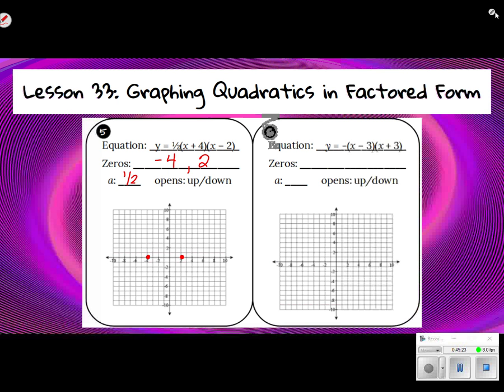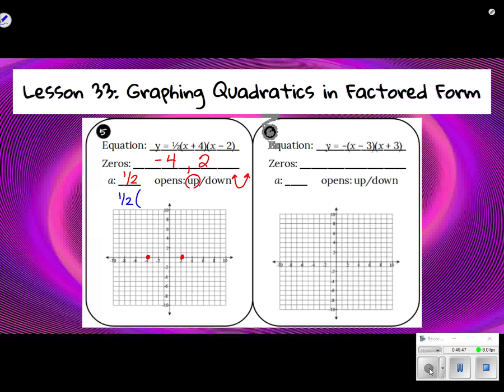A is 1/2. It's positive, so that means it opens up. And it's going to be wide. This is actually a vertical compression. So we will have a wider parabola than our normal parabola. So let's plug in some numbers. So let's see, halfway point, they're 1, 2, 3, 4, 5, 6 apart. So half of 6 is 3. So 1, 2, 3. So it looks like about -1 would be where our vertex would be located. So we're going to plug in -1. We're going to see what we get.